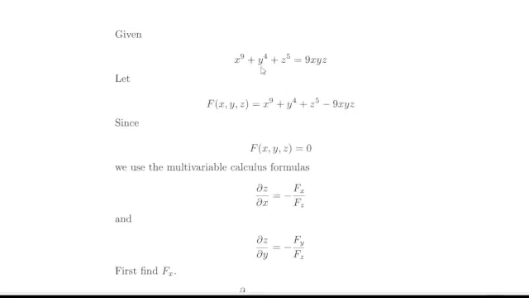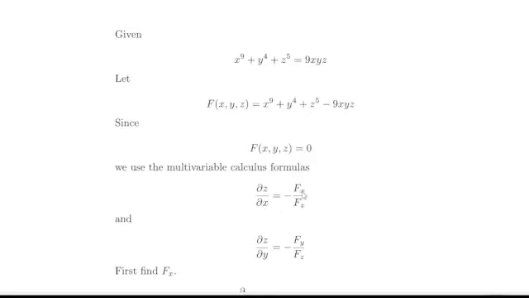In this video, we're given x to the 9th plus y to the 4th plus z to the 5th equals 9xyz. We're going to find capital F of x, y, z as x to the 9th plus y to the 4th plus z to the 5th minus 9xyz. So we're just subtracting both sides by 9xyz. And so because now F is equal to 0, we can use a formula to find the partial of z with respect to x and the partial of z with respect to y.